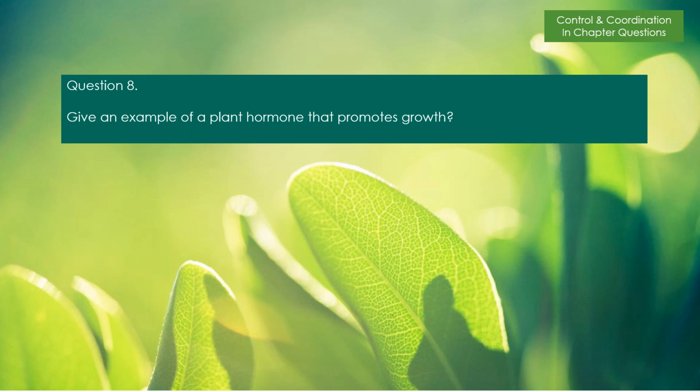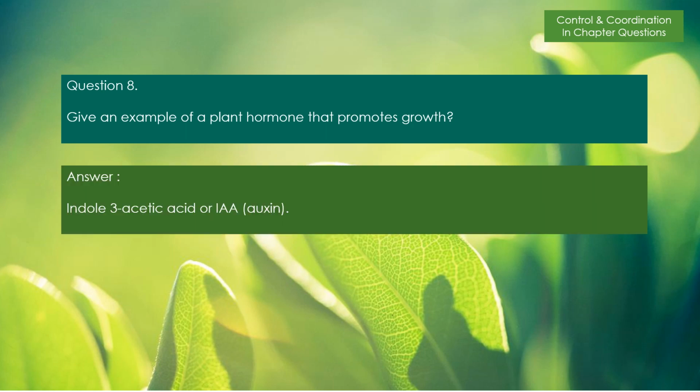Question 8. Give an example of a plant hormone that promotes growth. You have 3 plant hormones. I've taken the example of auxin.